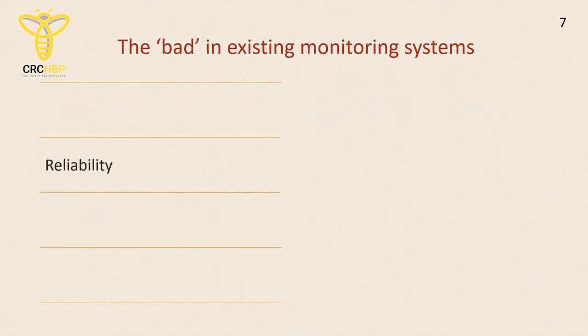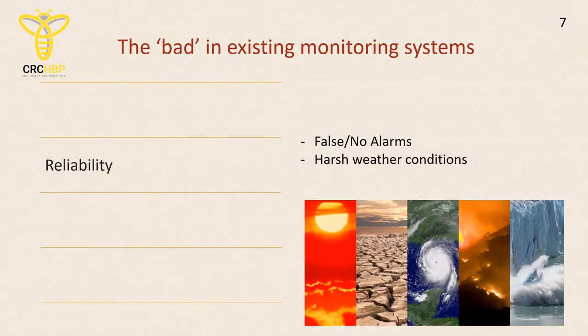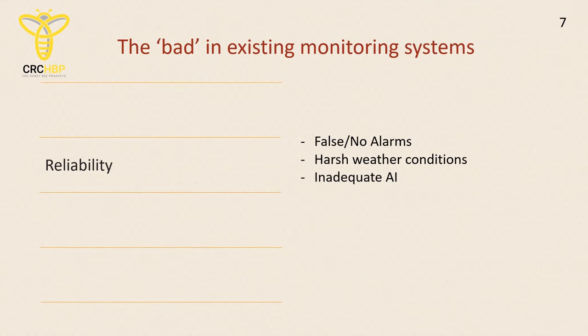These systems are not as reliable as they should be. Sometimes they generate false alarms, sometimes they do not generate any alarms at all. Their functionality varies with weather conditions, and the AI, artificial intelligence, even though it has improved a lot over the past few years, unfortunately is not where it should be.